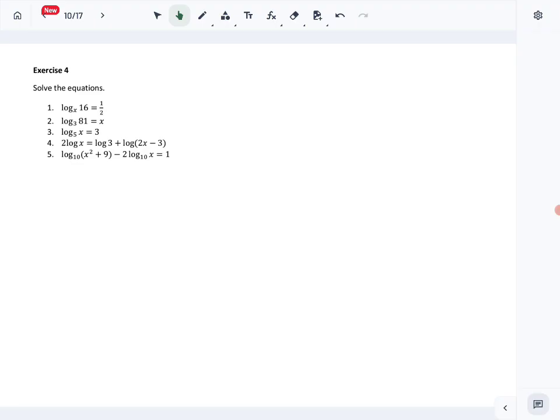Okay, now let's do some more exercises. So, solving logarithmic equations, right? Let's look at the first one.